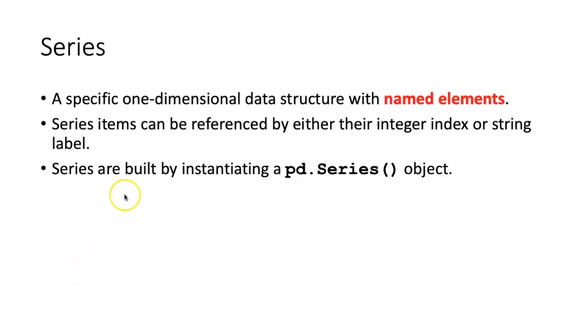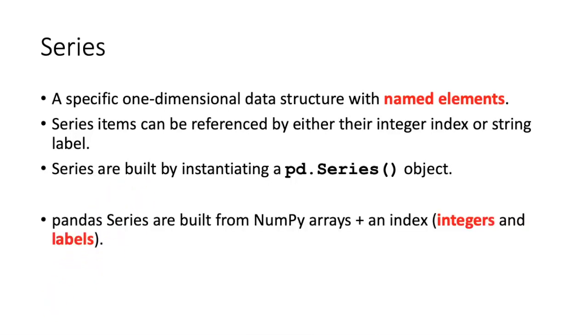Well, there are two main reasons that I can think of. One is that pandas series are built from NumPy arrays, and NumPy arrays are highly efficient. So when you perform operations with NumPy arrays, it's a lot faster than using the basic one-dimensional data structures that are built into Python. The other reason why they're important is if we understand how they work, it's going to help us understand the more commonly used pandas data object, the DataFrame.